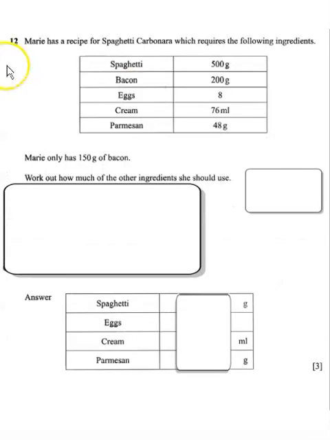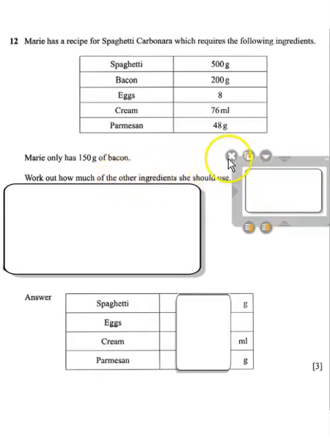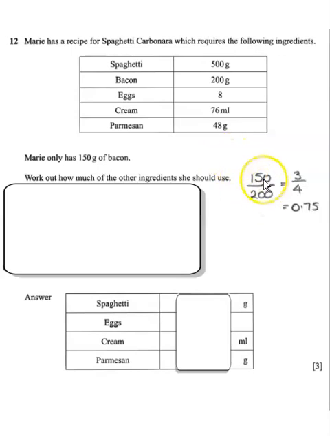So question 12, it says Marie has a recipe for spaghetti carbonara which requires the following ingredients. So we've got the ingredients there. Marie only has 150 grams of bacon. Work out how much of the other ingredients she should use. So the first thing to do is to find out, we've got 150 divided by 200. So the bacon is 200 grams, and we find out it's 3/4, and that would be 0.75. So we've basically got a multiplier that we can use.